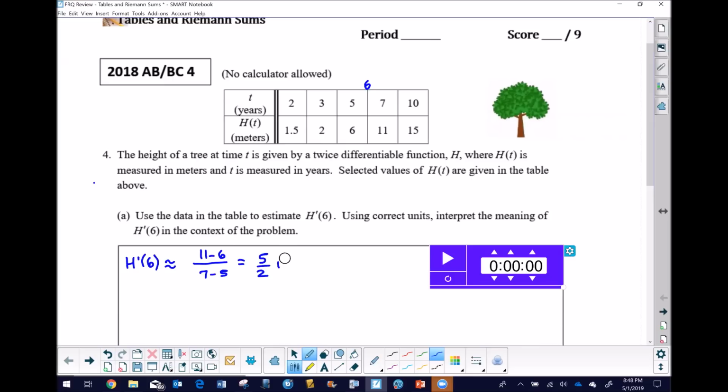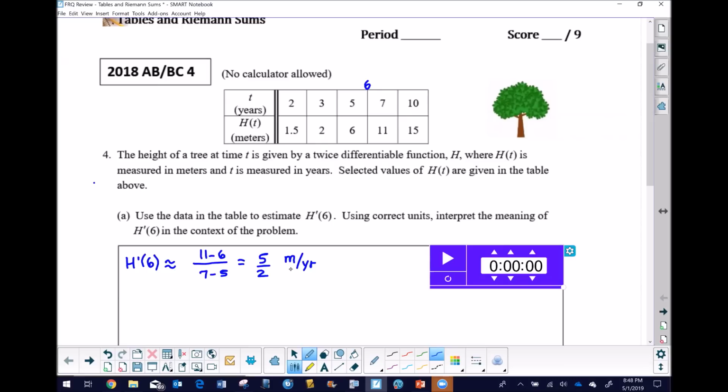I was going to say units. It's not units, right? What do we got here? If we took the derivative of meters over years, we would have meters per year, you guys. Don't write units. So the interpretation. Well, this is a rate of change. This tree is changing 5 meters, well, 5 halves meters for every year, right?